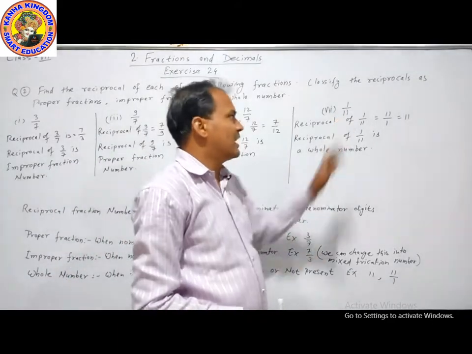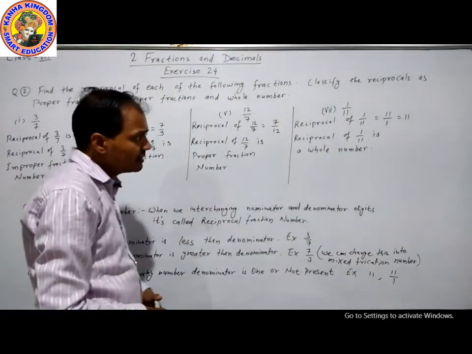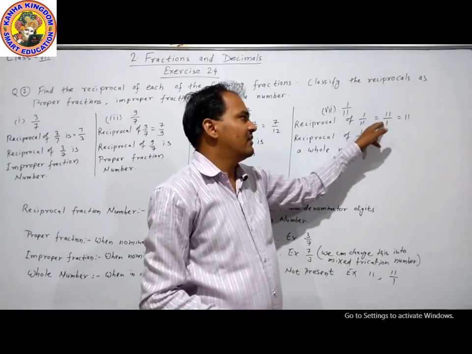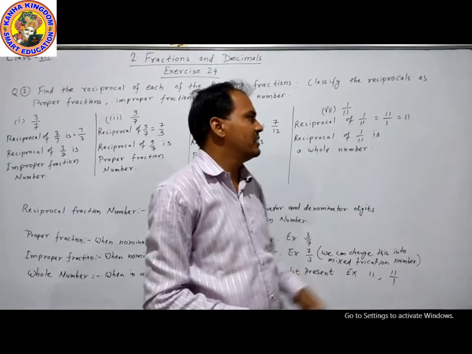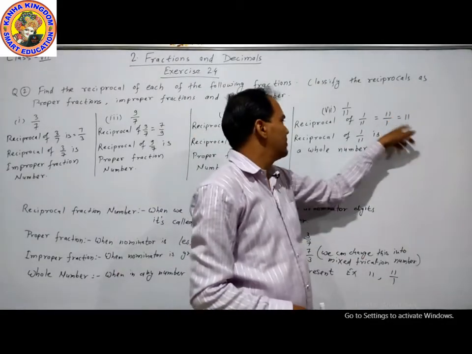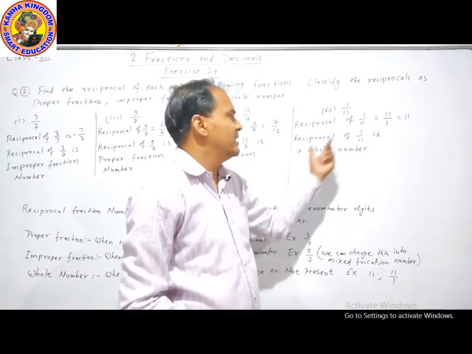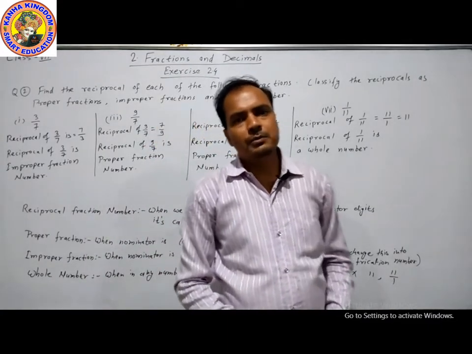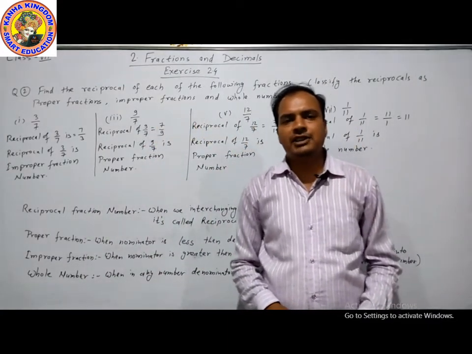Next is 1 by 11. The reciprocal of 1 by 11, by interchanging the digits 11 and 1, is 11. So 11 is a whole number. The reciprocal of 1 by 11 is a whole number. You can take a screenshot of this. We will move to our next question.